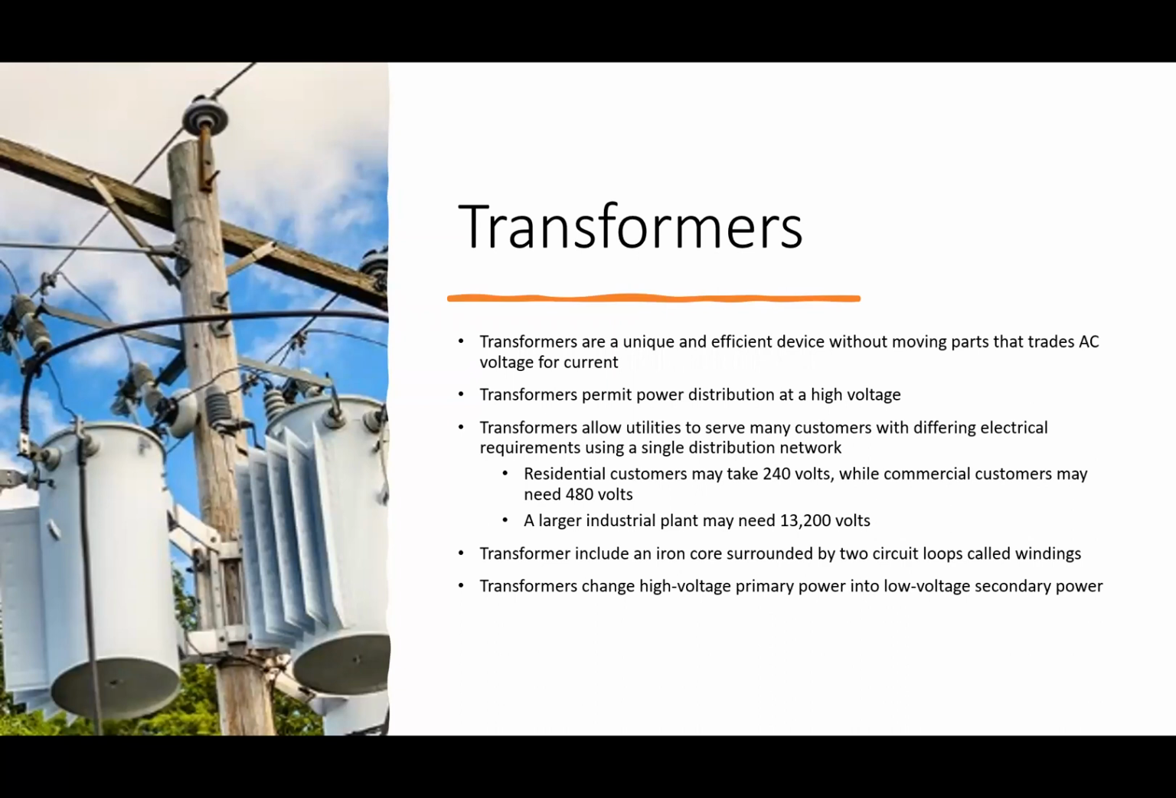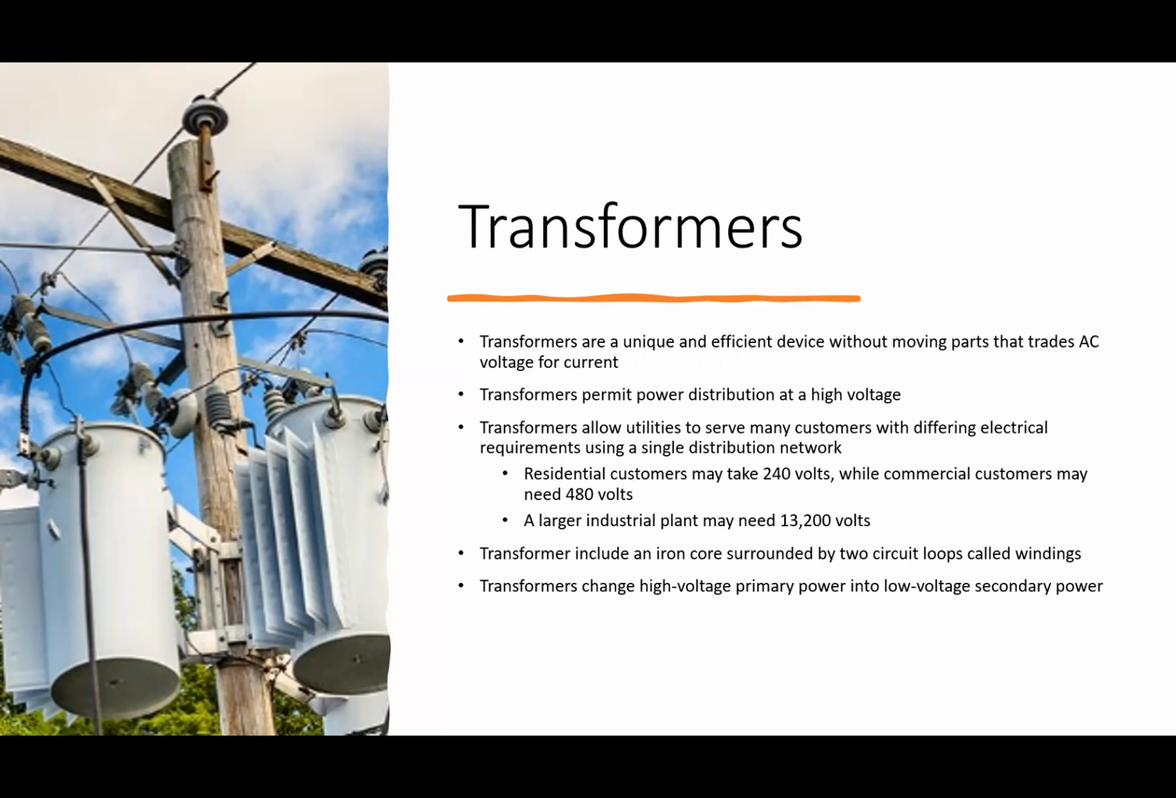It means it's going to delegate how much power is going to each building, and so each of them can have their own services. Transformers allow utilities to serve many customers with different electrical requirements using a single distribution network, meaning they can all be in one thing and they'll sort it out and send it out.